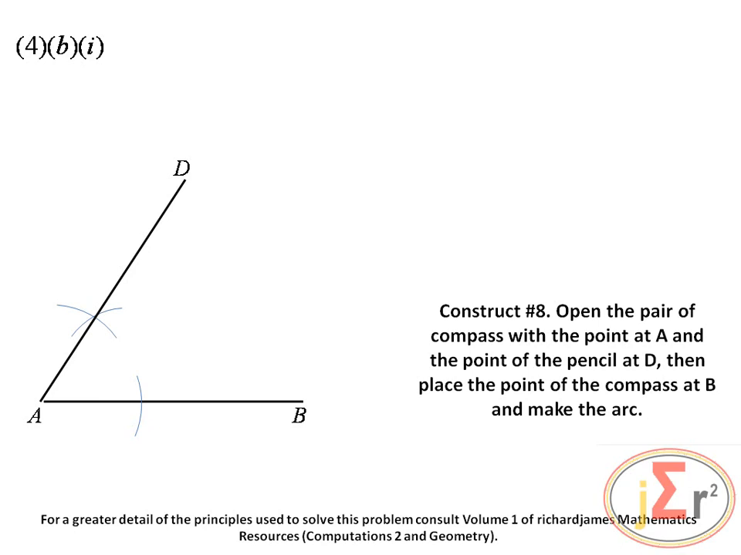So, open the pair of compasses with the point at A and the point of the pencil at D. Then place the point of the compass at B and make an arc. That is, without adjusting the pair of compasses. So open the pair of compasses with the pencil at D and the point of the compass at A. Move the point of the compass to B and make an arc, without adjusting the pair of compasses.